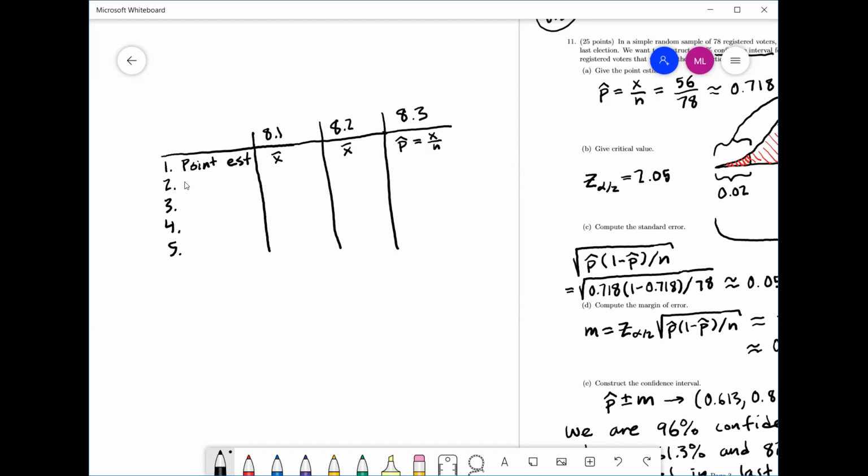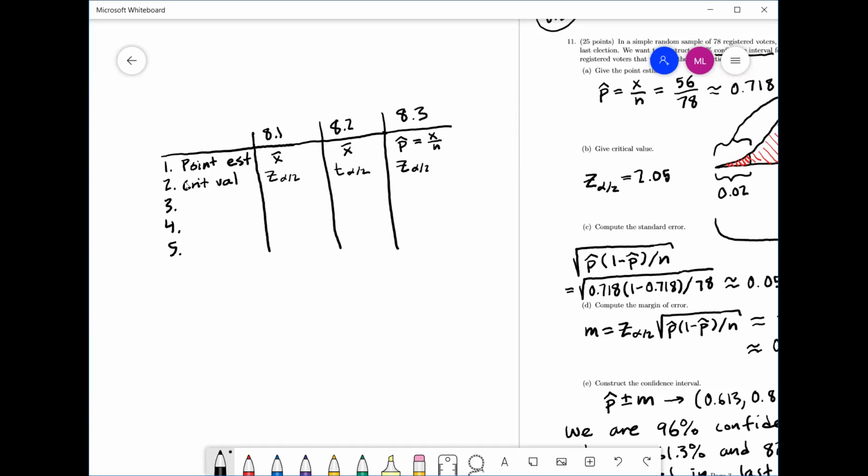Step number 2 is always finding the critical value. For 8.1, that's a z-score. It's z sub alpha over 2. Similarly, for 8.3, what we just did, it was a z-score. But in 8.2, it's a t-score, and we're using a t distribution, so it's t sub alpha over 2.